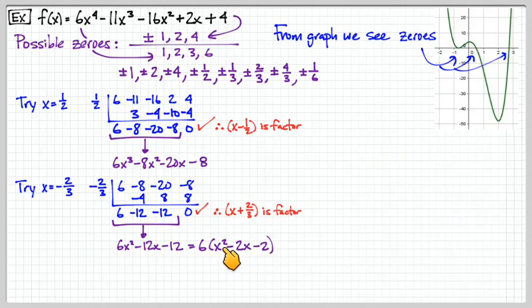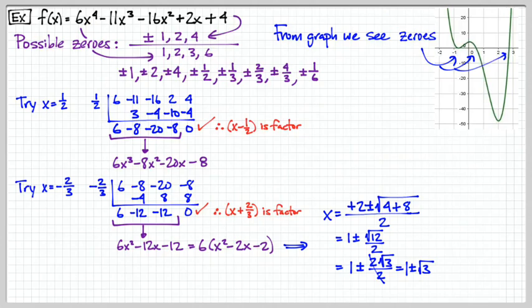And now that we're down to a quadratic, again, no need to keep trying all these. We have other ways of dealing with quadratics. In this particular case, we're just going to use the quadratic formula. This isn't factorable, so the quadratic formula gives us some solutions at plus or minus 1 plus or minus root 3. So in the end, we get 4 zeros: 1/2, negative 2/3, 1 plus or minus root 3.